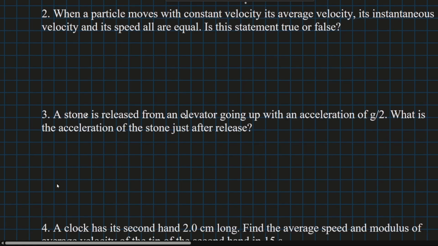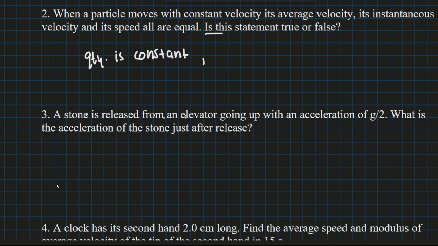When a particle moves with constant velocity, its average velocity is, according to this question, when any quantity is constant, then the average of that thing, the instantaneous velocity, etc., all are equal. So the above statement is true.